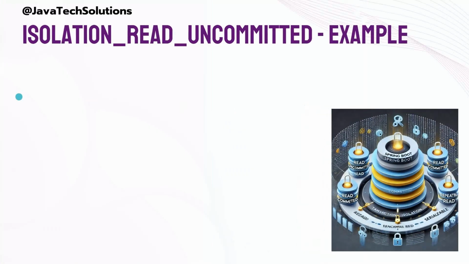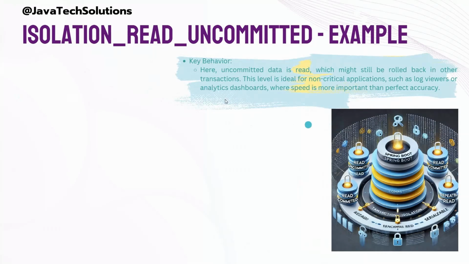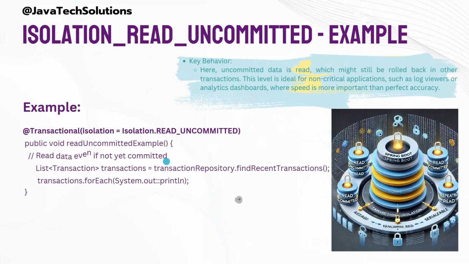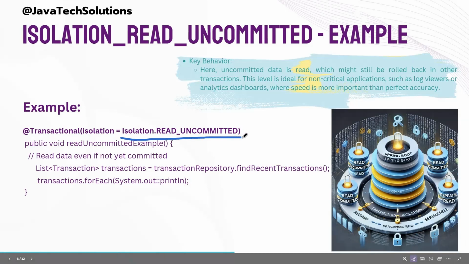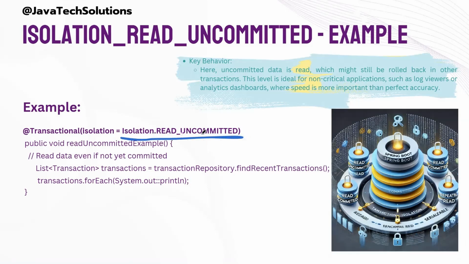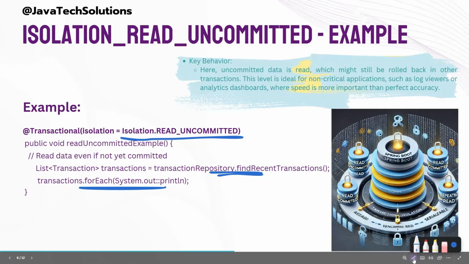Okay, next we are going to talk about this. Here we are going to check one example. If you see this property, in this way we can define READ_UNCOMMITTED isolation level in our code, and this fetches the data from the database, including uncommitted data which is still in the database and may be rolled back by another transaction also. So it fetches all the data from the database.